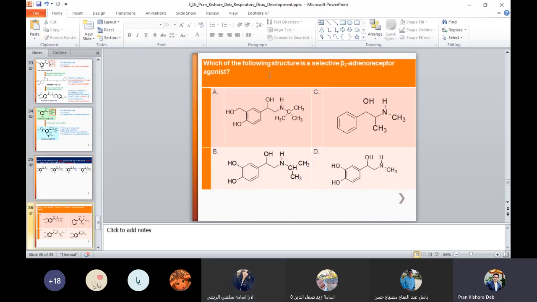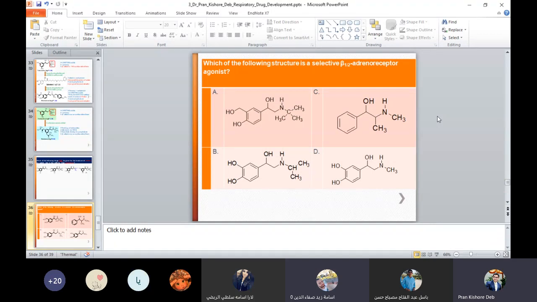So now this one, can you answer me? Which of the following structures is a selective beta 2 adrenoreceptor agonist? A. Only A? Yeah, only A, as far as I know. Okay, I change my question. Now tell me. A and B. No. Think carefully. Let me see A. A can bind to beta 1. So A is out of the question, right?